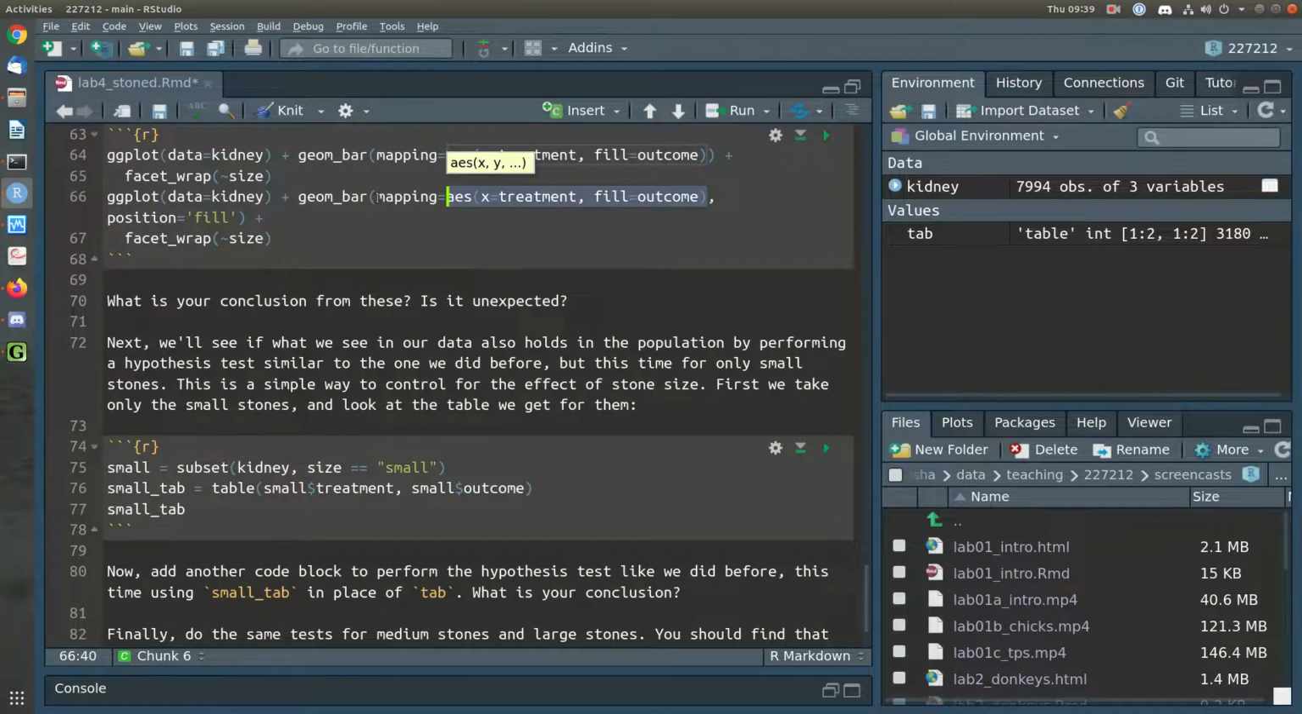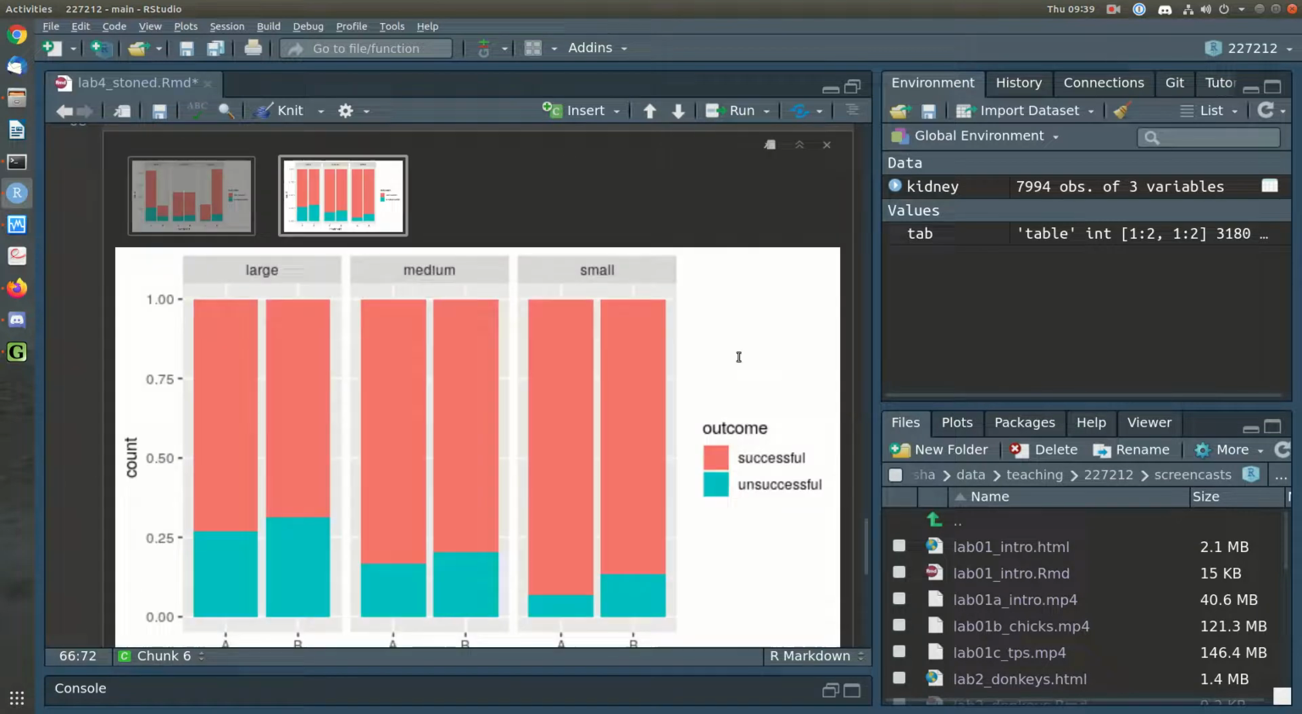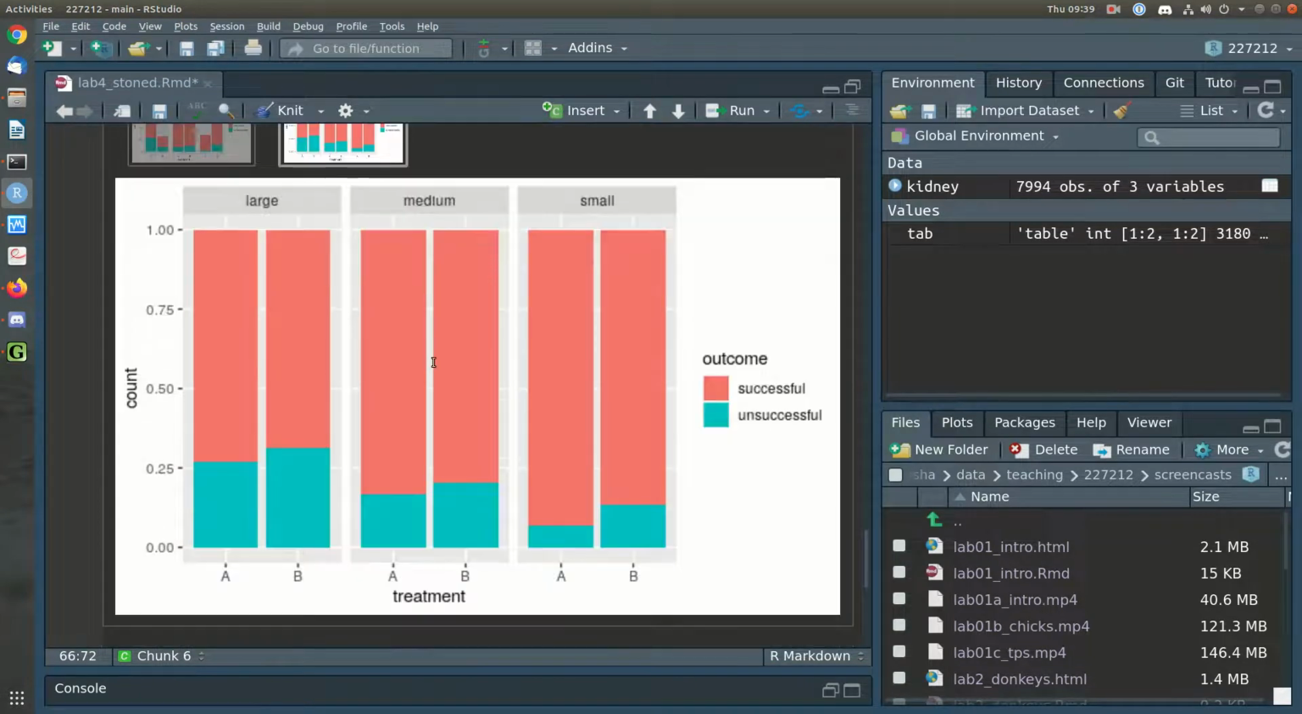So we have, essentially, two parameters going into geom bar. We've got mapping, which is given by the AES bit, and then we've got position, which is just given by fill. Okay. So now we've got our two graphs. We've got the one we had before, and a second one where essentially all we've done is converted the counts to proportions. And now we can clearly see that A is better than B in all cases.